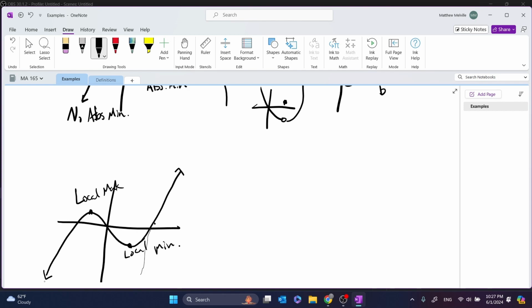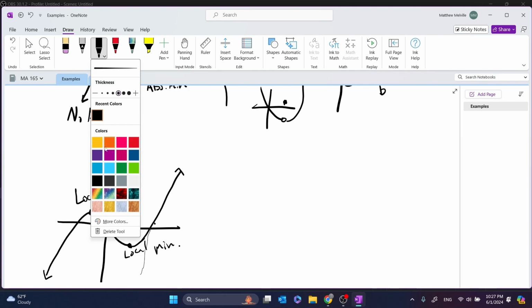Well, I look at this and I say, okay, well, look, what's the slope of the tangent line at this point right here? Can I pick a different color? Oh, you guys, this just changed my world. Okay.